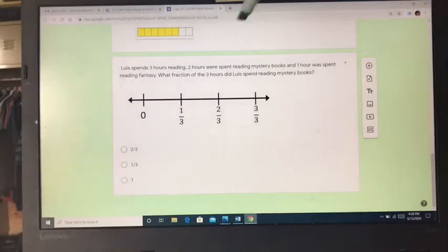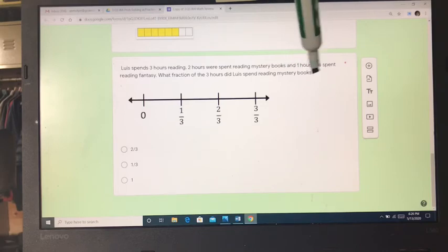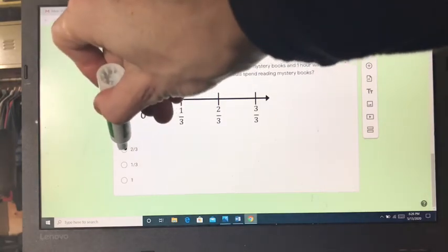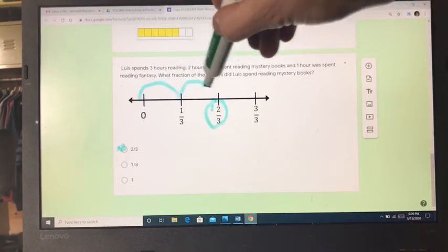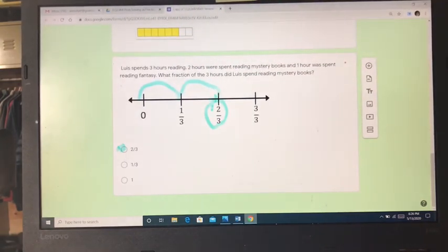So let's look at our fraction bar. So 2 hours, mystery, and our answer will be 2/3 of the time. 2 hours on mystery, so 2/3 is the correct answer.